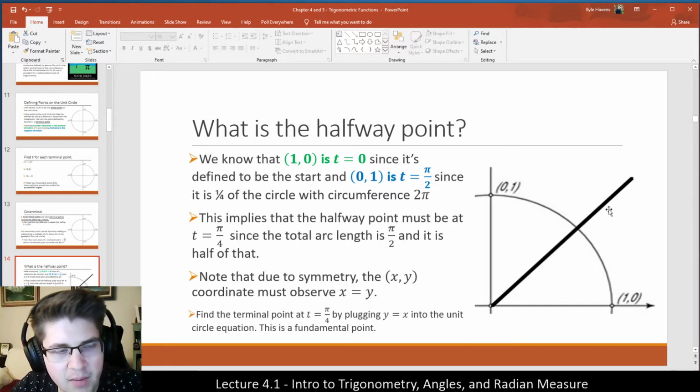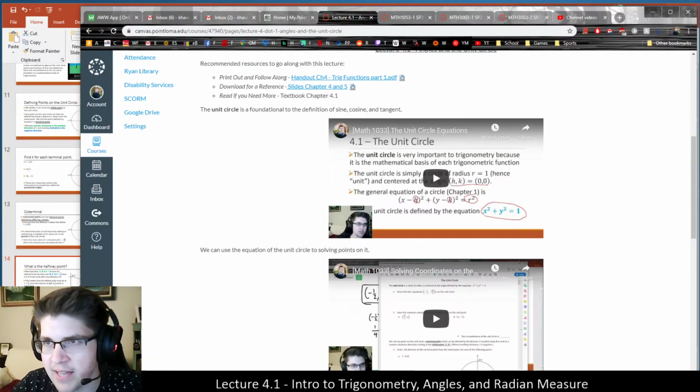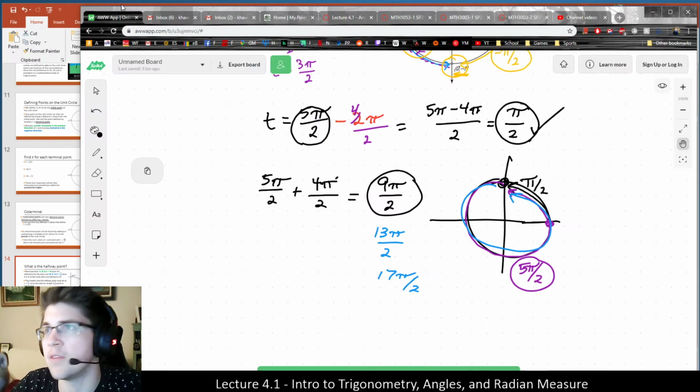A line which goes directly in the middle, at the halfway point, must have the condition that x is equal to y, because as we saw, root 2 over 2 and root 2 over 2 were equal when we plugged them into the unit circle equation, and it worked out. Essentially, if we plug y equals x into the unit circle equation, we're going to get that very fundamental point. So let's just do that as an exercise, even though we kind of already did it.